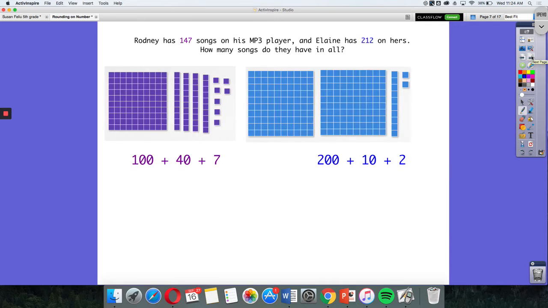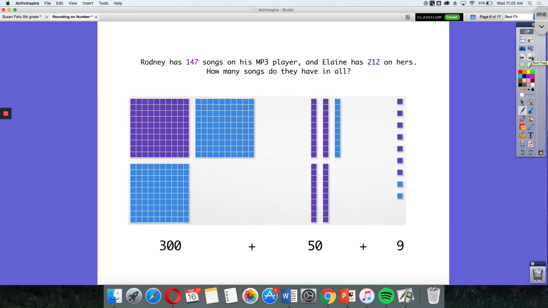So here are some place value blocks. We've broken it down into our set of 100, 10, 20, 30, 40, and 7 ones. So those are Rodney's songs. Elaine has 2 sets of 100, so 200, a set of 10, and 2 ones on hers. So if we're trying to figure out how many they have in all, we need to put those all together and add to see how many there are.